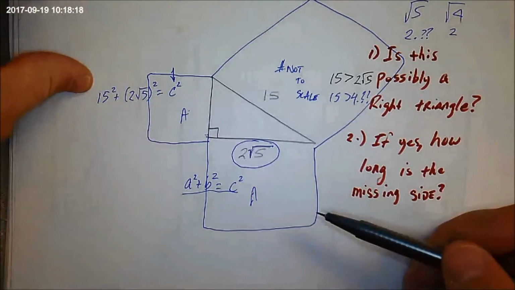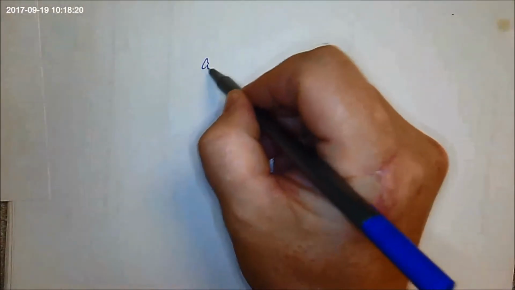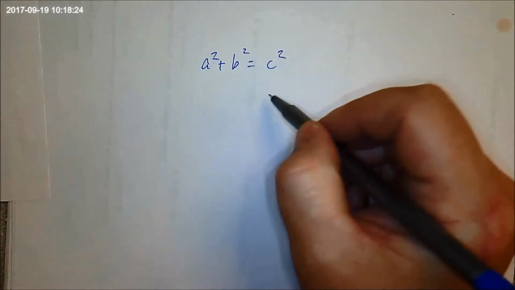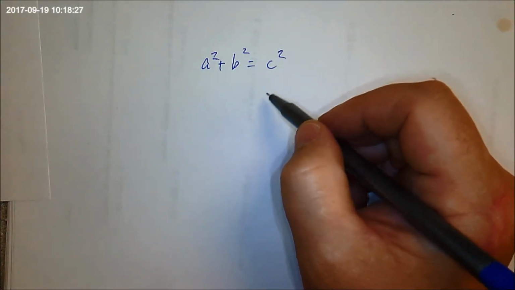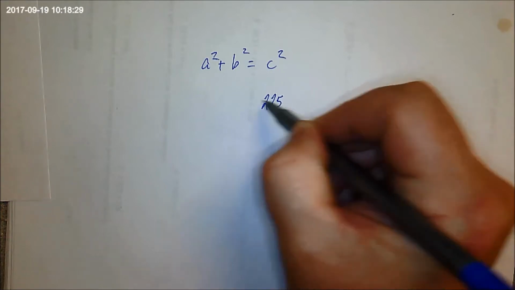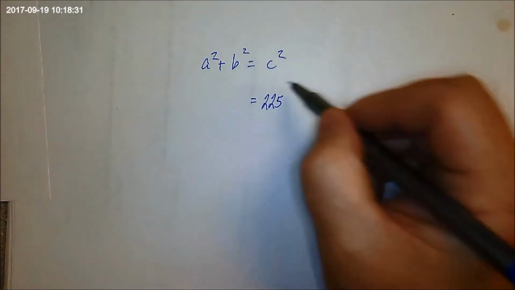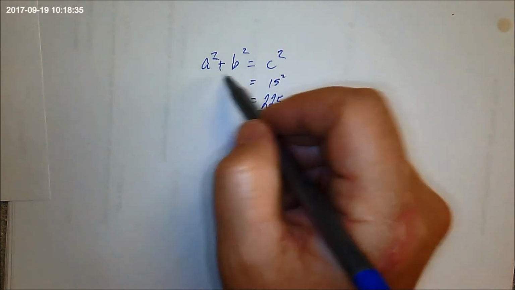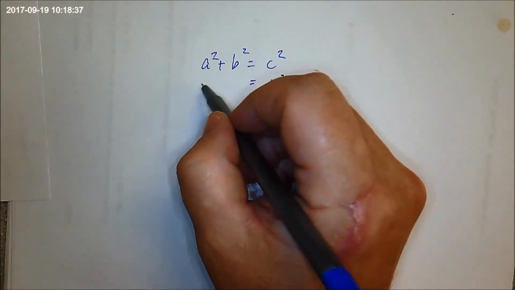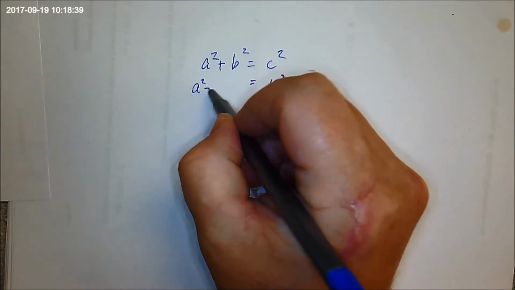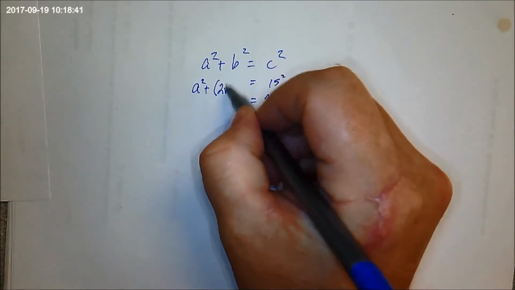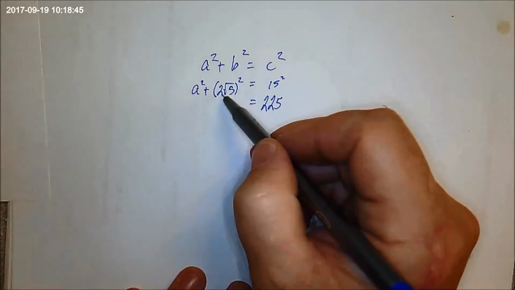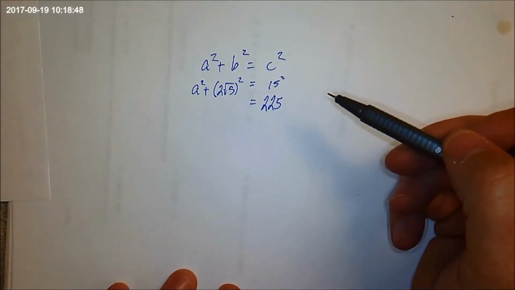Yes. Okay, so here's what we got. A squared plus B squared equals C squared. C is 15, right? 15 squared is 225. Okay, so that's 15 squared. Which one do you want to be 2 root 5? A or B? Doesn't matter. Okay, we'll do B. And then you should use parentheses so you don't get yourself all confused. What is 2 root 5 squared?